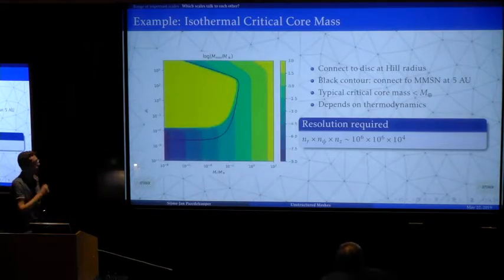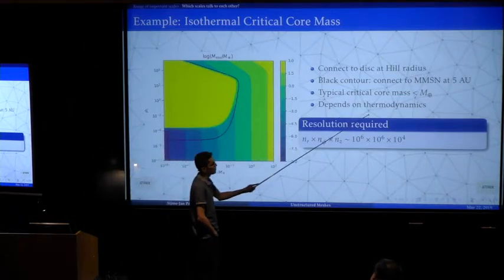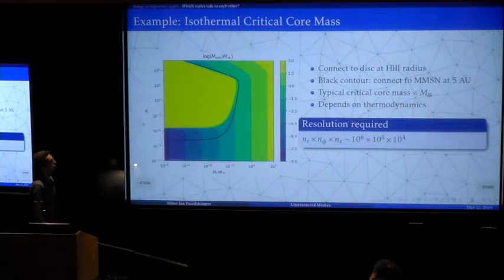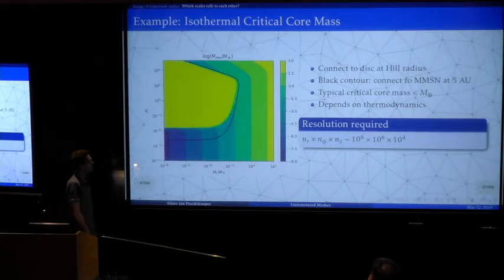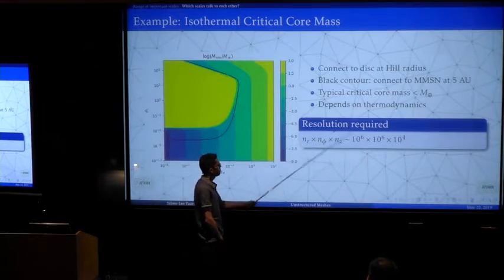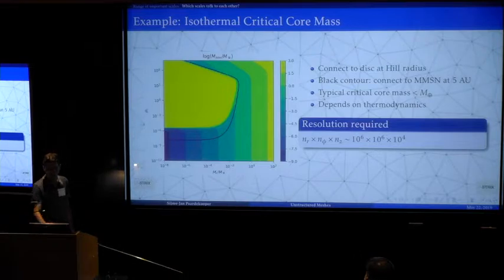Very importantly, this depends very heavily on the thermodynamics. This is an isothermal disk with a very small critical core mass, but typically you're talking about Earth masses. So if we need to resolve this in a simulation of a single resolution, you're talking about millions times a million grid points, so clearly crazy, undoable.